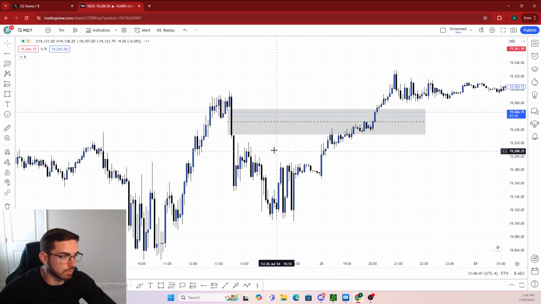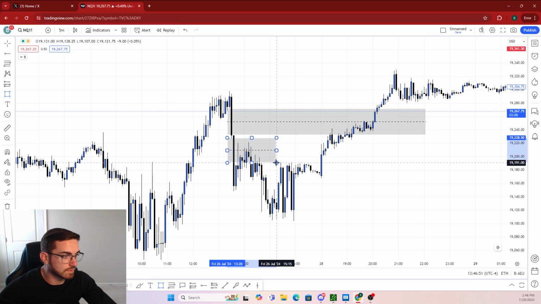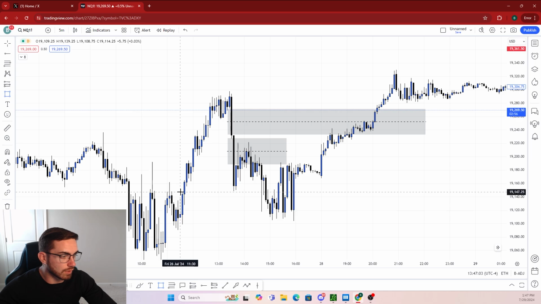Just remember, this isn't going to work all the time. And then we also had another fair value gap from this candle's low down to this candle's high, and you can see that price rejected it many times before flushing into a new low. Then if we're looking over here, we have a bullish fair value gap right here, very small.